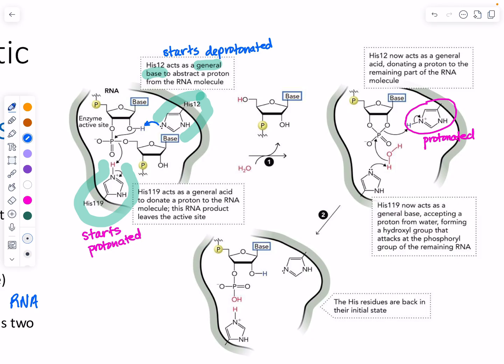And then when we look at it over here, okay, it has been deprotonated. That means it has given up a proton. So His 12 is going to act as a general base to take a proton from the RNA molecule. Okay, so that is on the hydroxyl group on position 2.